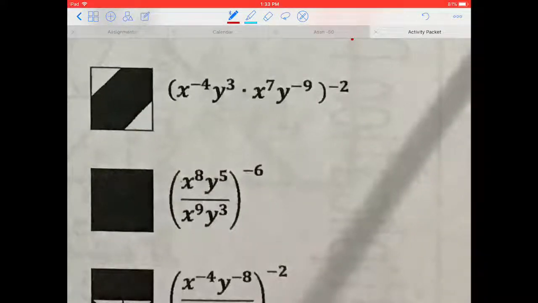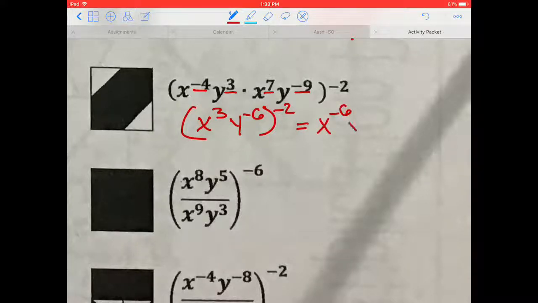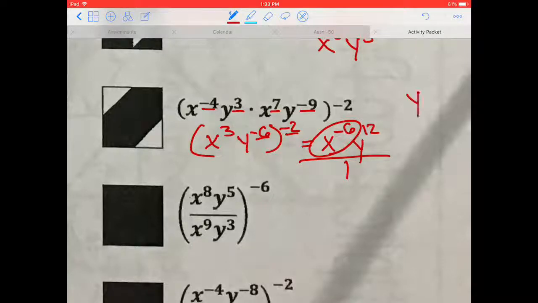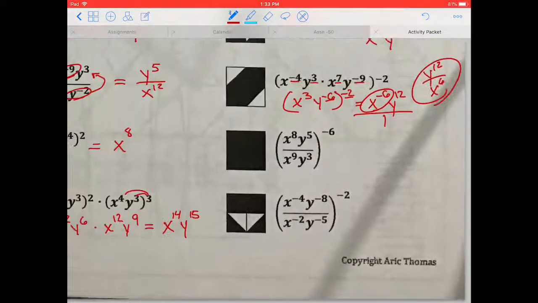For this one, let's see, negative 4 plus 7, x cubed. For y, 3 minus 9 is negative 6. Negative 2nd power, so I'm going to apply the exponent and then change it. So x to the negative 6th power, and then y, negative 6 and negative 2 will turn that positive. So now the only one I have to cross the line and change the sign is the x. So y to the 12th divided by x to the 6th. All right, last two.